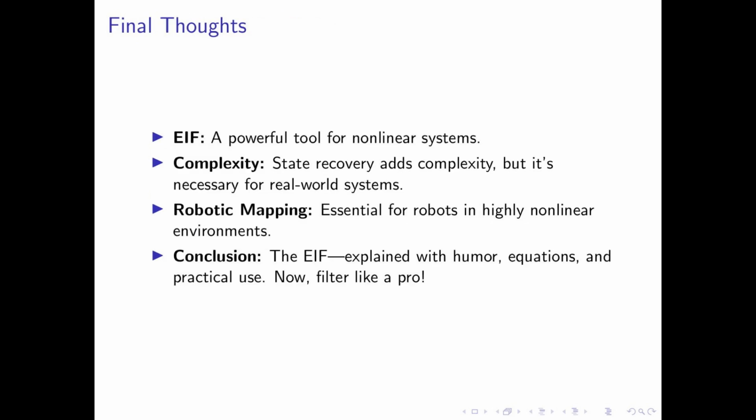Final thoughts. The Extended Information Filter is a powerful tool for dealing with nonlinear systems, but it comes with some extra baggage. The need to recover the state estimate adds a bit of complexity. But hey, that's the price we pay for dealing with the real world. In the context of robotic mapping, this becomes especially important, as robots often deal with highly nonlinear environments. So, there you have it, the Extended Information Filter, explained with a dash of humor and a pinch of human-readable equations. Now go forth and filter like a pro.